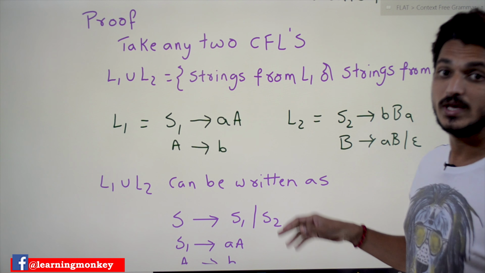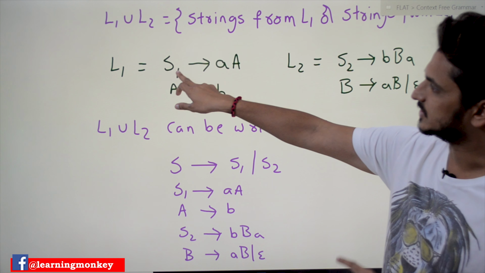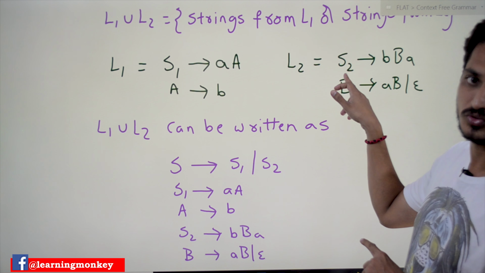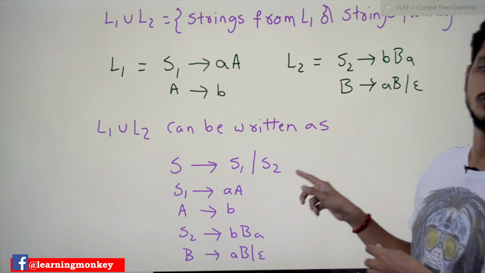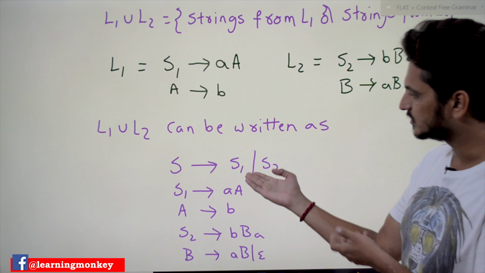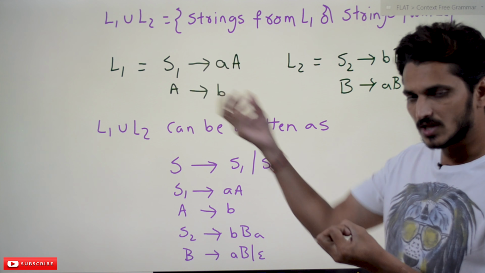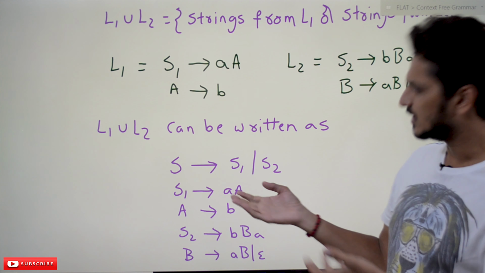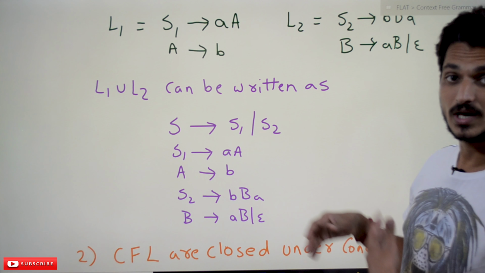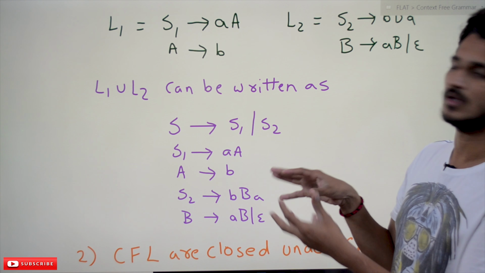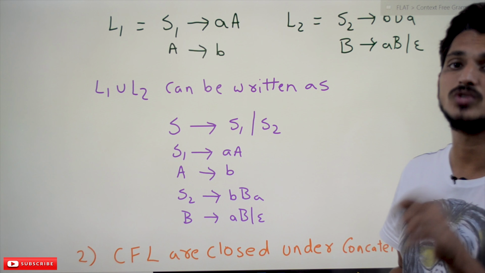Assume that L1 union L2 can be written as follows. The starting production of L1 is S1, the starting production of L2 is S2. We are taking an extra production, S tends to S1 or S2. What's the meaning of that? You can choose S1, you can choose S2. That is what union means. You can select a string from language 1 or you can select a string from language 2. The remaining productions are the same. So these two grammars can be combined, union, by writing this extra production. So that's why context-free languages are closed under union.